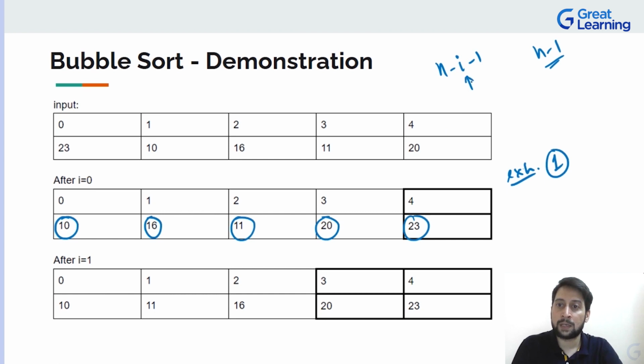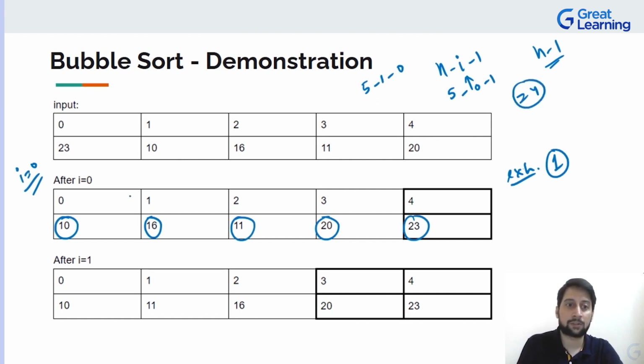But now this i, what is the value of this i in the first iteration? It is 0. So nothing will happen. So your n is 5, 5 minus 1 minus 0. Or if you have written this, it will be 5 minus 0 minus 1. That is 4. Okay, so the inner loop will work 4 times. First, it will be compared. This is the first iteration. This is the second. This is the third. This is the fourth. So 4 times your inner loop will work.